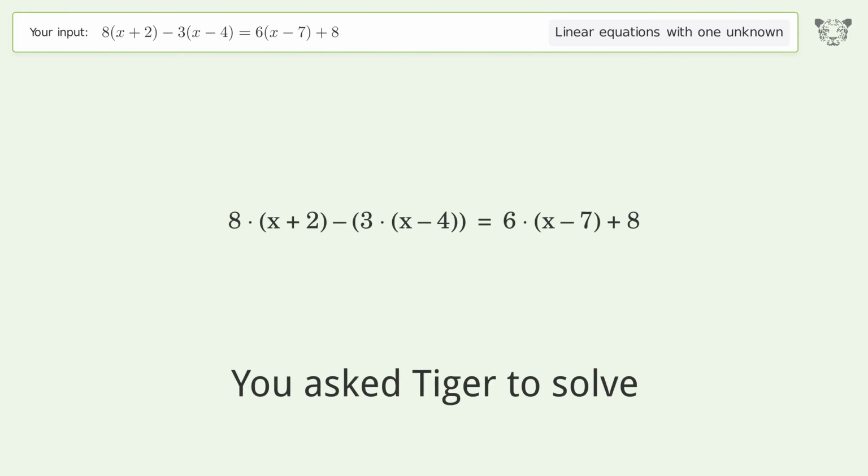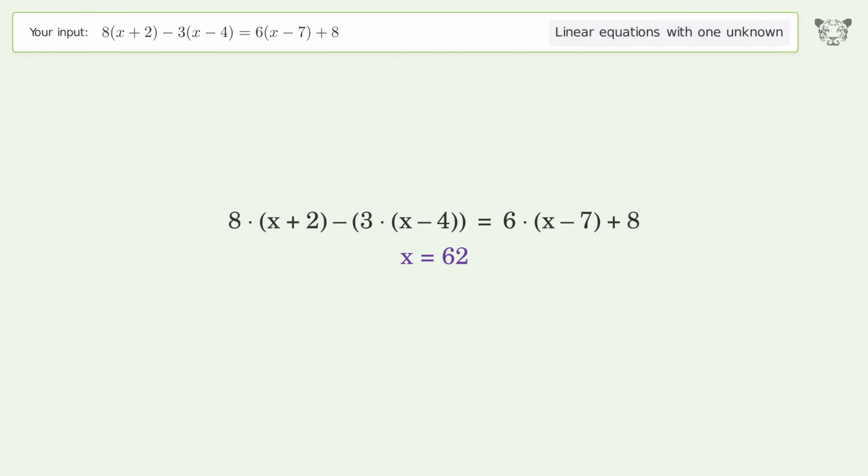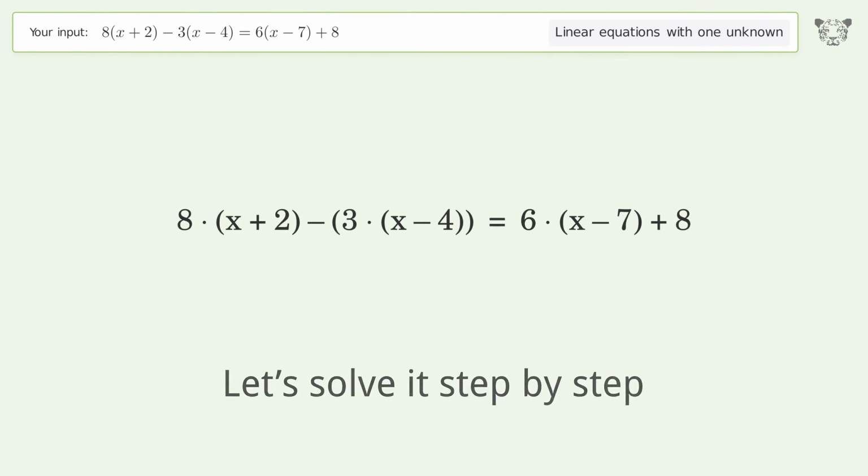You ask Tiger to solve. This deals with linear equations with one unknown. The final result is x equals 62. Let's solve it step by step.